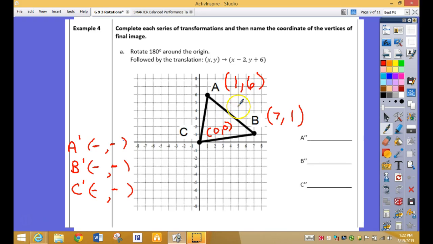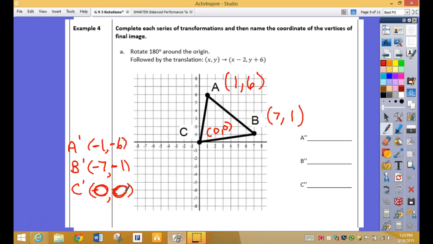Now we want to take these and first do a 180 rotation over here. Do I flip-flop my X and my Y? No. So what is my new A prime's coordinates going to be? No flip-flopping, so put my 1 and my 6 in here. Now they're negative 1, negative 6. How about B prime? That will now be negative 7, negative 1. And my C prime will now be 0, 0.